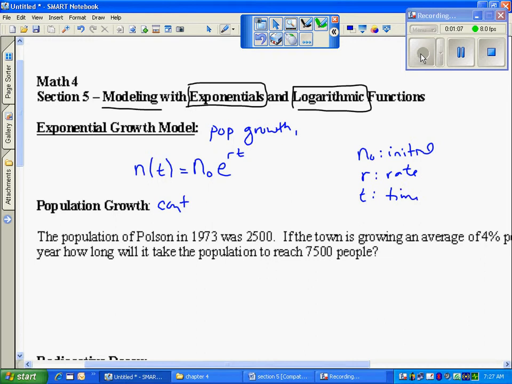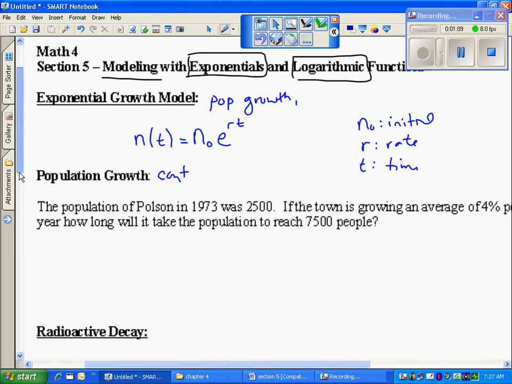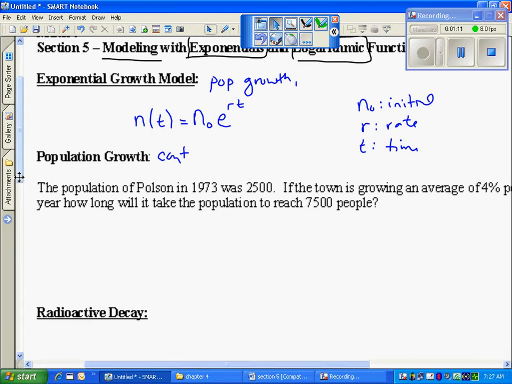So when we have population growth, it's continuous, that's why we have e, because it's continuous. So when I'm thinking that, I should also be thinking the natural log. So let's see, the population in 1973 was 2,500. It's growing at 4% per year. How long will it take the population to reach 7,500?